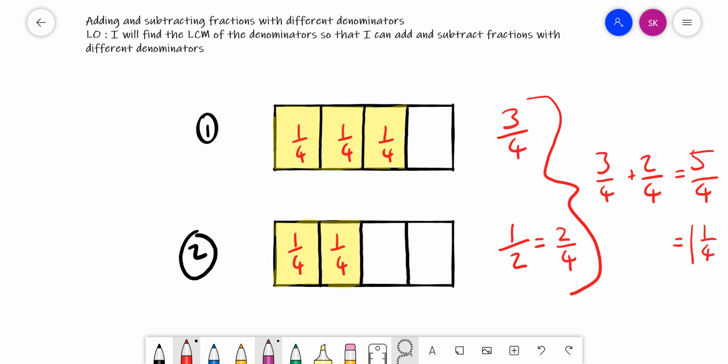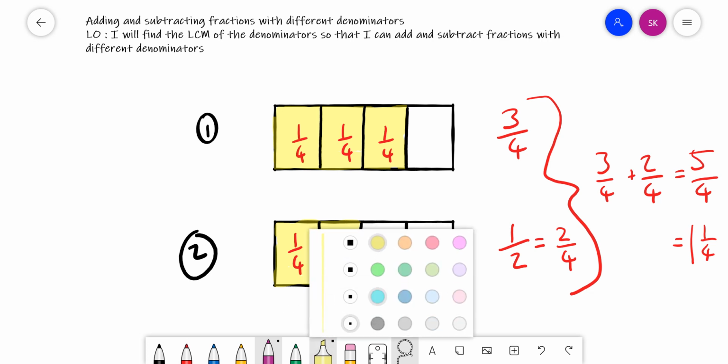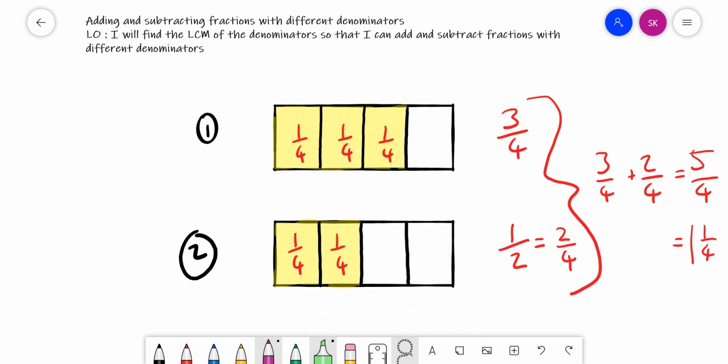So what we're really doing here, the most important strategy for today's lesson for adding and subtracting fractions with different denominators, is we need to find the LCM of the denominators. Can you remember what LCM stands for? Lowest common multiple. And multiples of a number are the times tables.